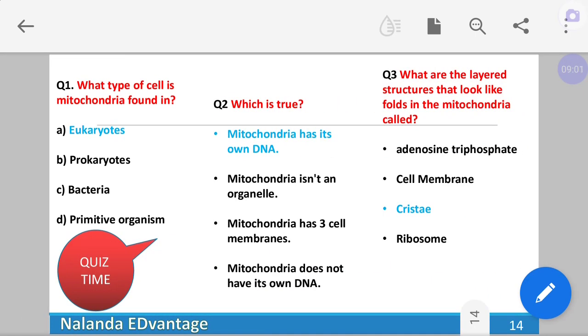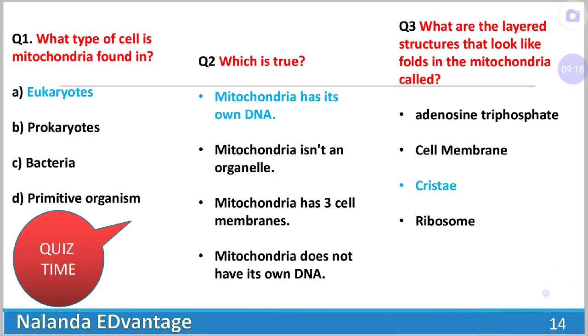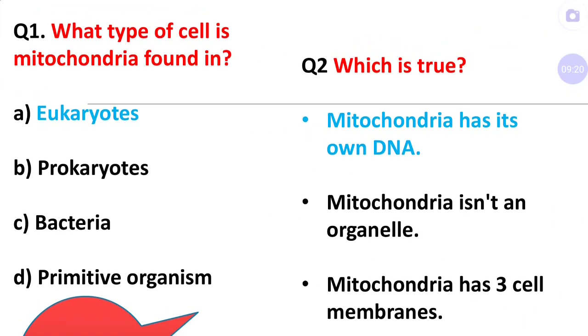So let's quickly take a look at the quiz session. The first question that we learn from this is, what type of cell is mitochondria found in? Eukaryotes, prokaryotes, bacteria or primitive organisms? So obviously we know that mitochondria are found in plant cells and animal cells. Hence, the correct answer is eukaryotes.